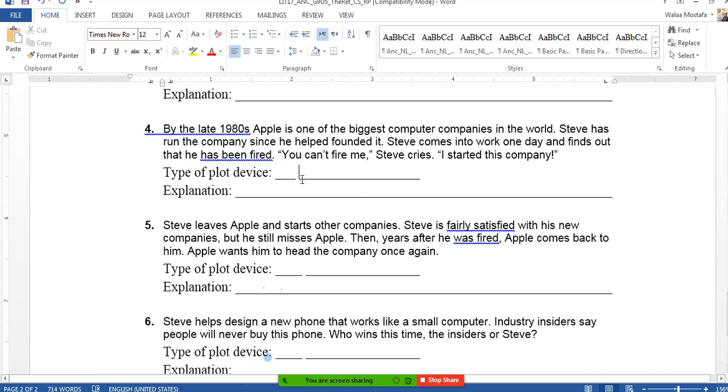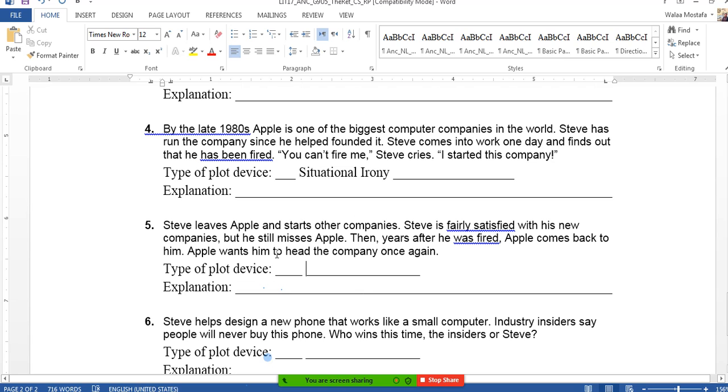Let's go to the next one. Omar Khalid, can you answer? Yes, go on. Which number? It's number 4.